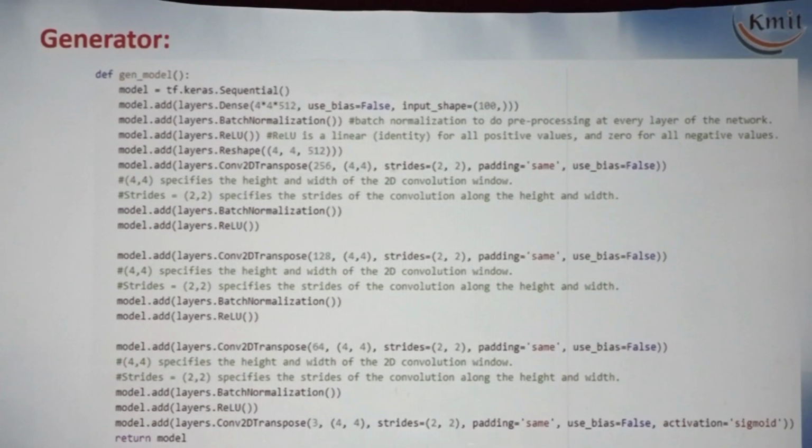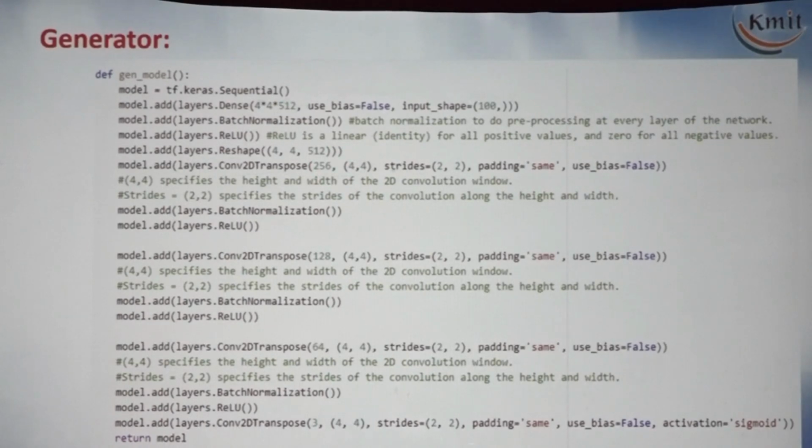512 features, 4 by 4 images. I am taking the 4 by 4 images. How many images am I taking? 512 images, randomly generated. After that, I reshape it, and then apply Conv2D transpose. We are upscaling that.